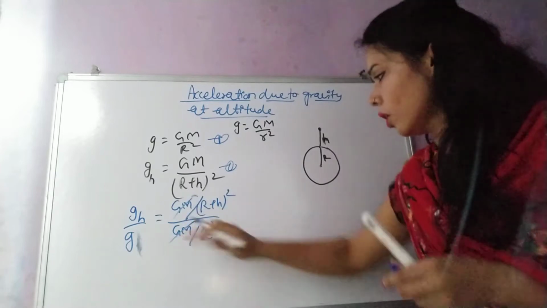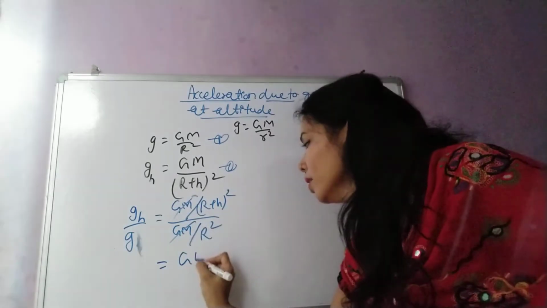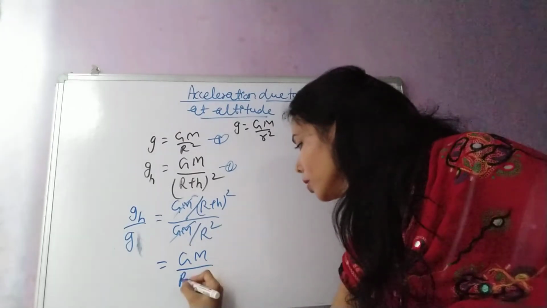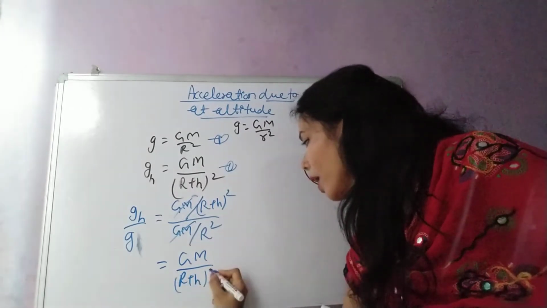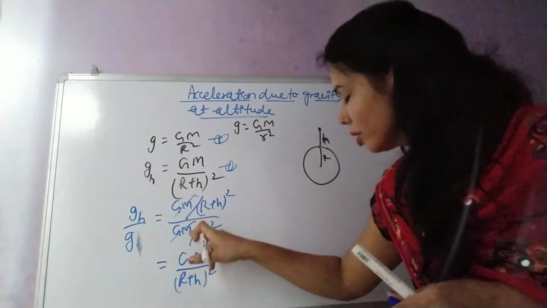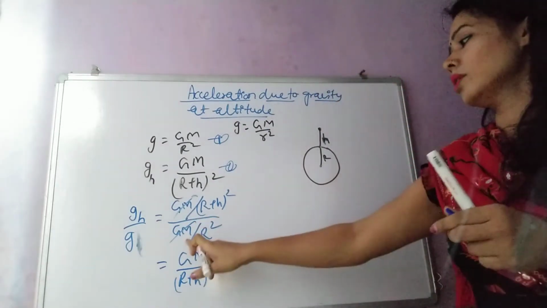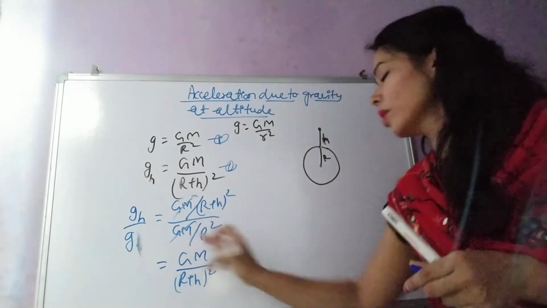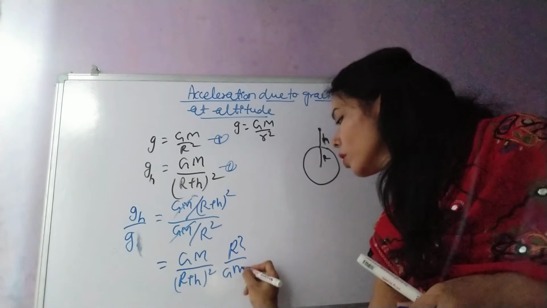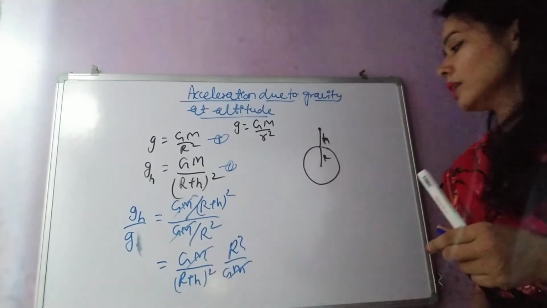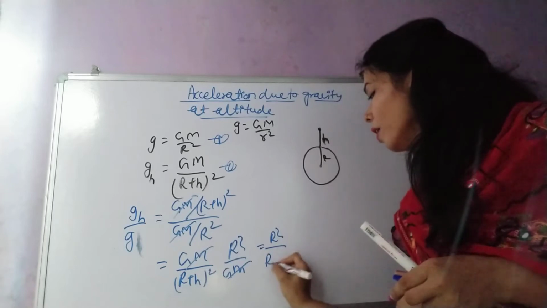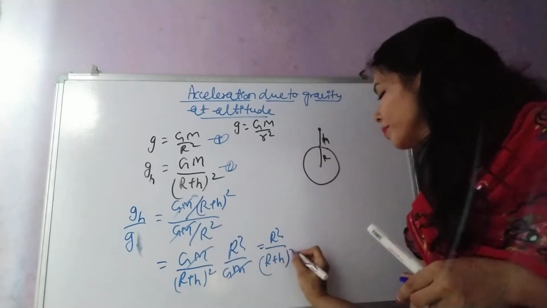You can do it in another step. Write it like this: GM upon R plus h whole square, and this one is in division, so it would be R square upon GM. Now GM will be cancelled. Then you will get R square upon R plus h whole square.